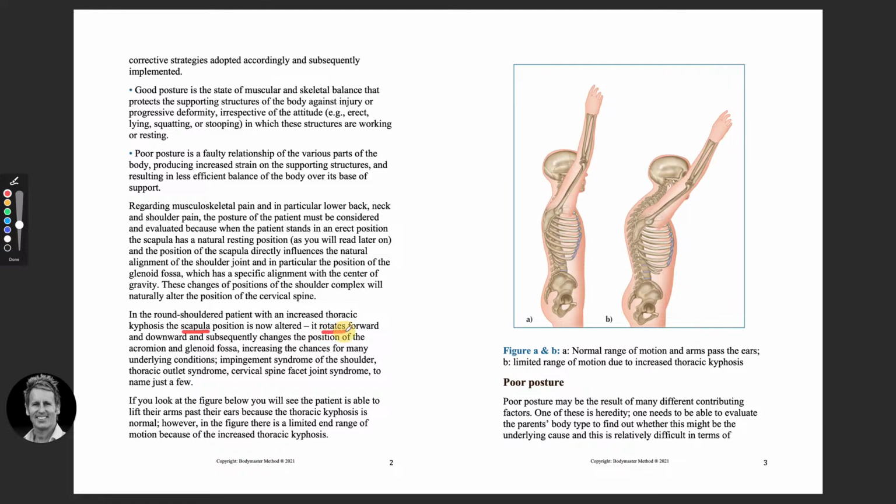Okay, so basically it will rotate forward and downward. And then as a result, it then changes the position of your acromion and the glenoid fossa, which naturally relates to the shoulder complex. The downside about the change of posture and the result of a relationship to the shoulder, etc., is it can increase the chance for many conditions, impingement syndrome like the bursitis, impingement of the supraspinatus. It can also relate to what we call TOS, which is called thoracic outlet syndrome, which has many causes, and position and posture are naturally related to that. Cervical spine facet joint, just to name a few.